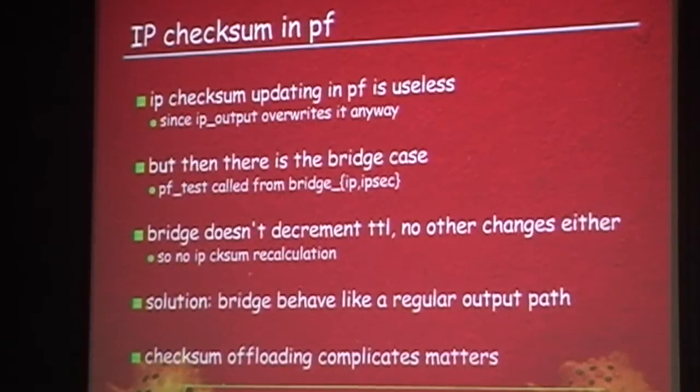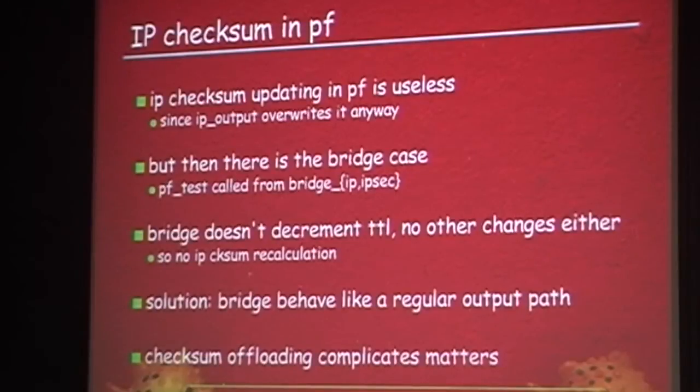PF had a lot of code to deal with the IP checksum. Whenever we rewrote something in the packet, like NAT or redirects or the scrubbing stuff, we updated the checksum to compensate for these changes, right? Well, that was completely pointless because the checksum is replaced afterwards. So I could almost just remove that code.